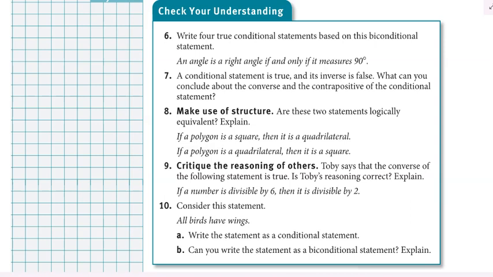Right now we have a conditional statement. I'm going to go ahead and mark all of these that we have: the conditional, the contrapositive, the inverse, and the converse was this one. I messed that up there. Let me fix it. The conditional statement, the converse, and the contrapositive. So if the conditional statement is true and its inverse is false, what can we conclude about the converse and the contrapositive of this conditional statement?